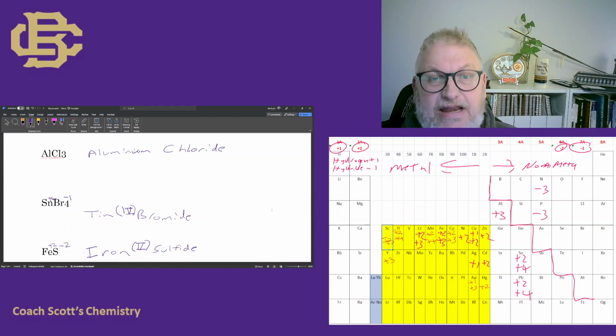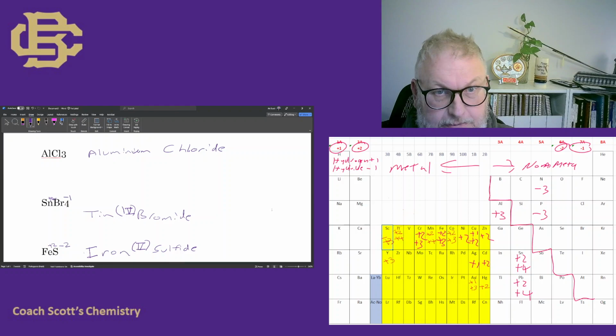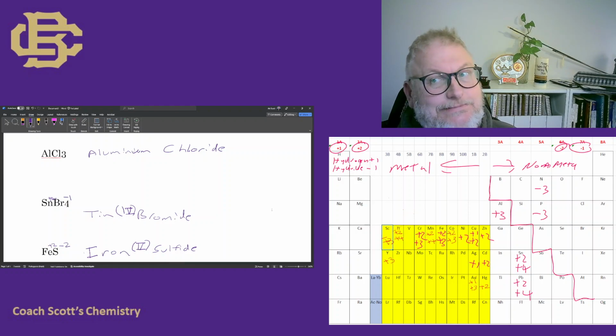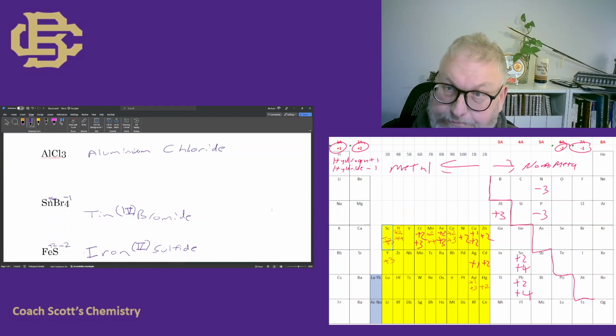So that gives us some good examples of simple binary ionic compounds where there's a metal and a non-metal. All right. If there's a metal and a group 7A or group 6A non-metal, just put the names down and drop the ending of the anion, or the non-metal, and add -ide.